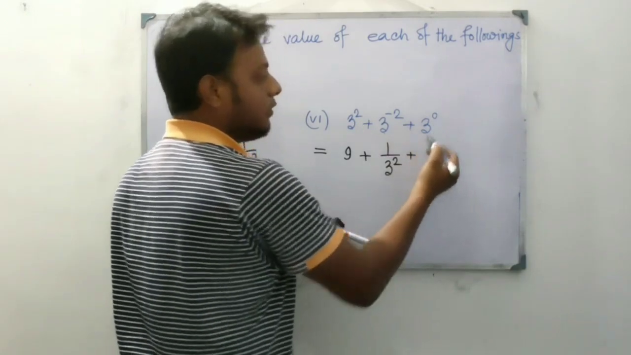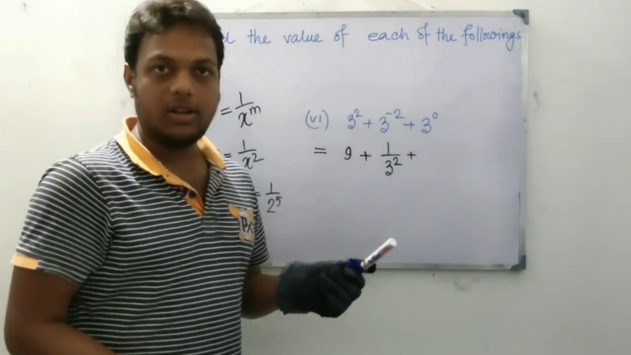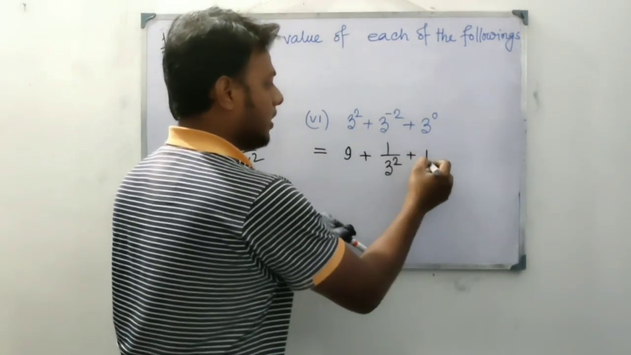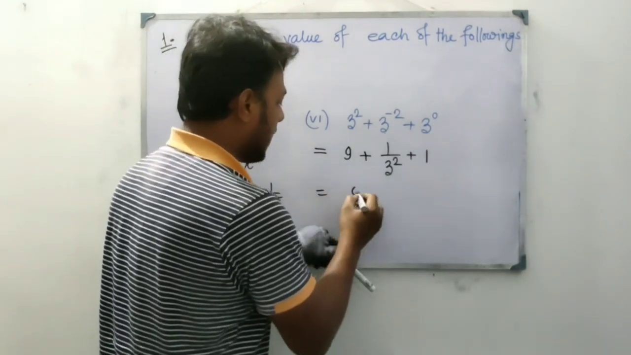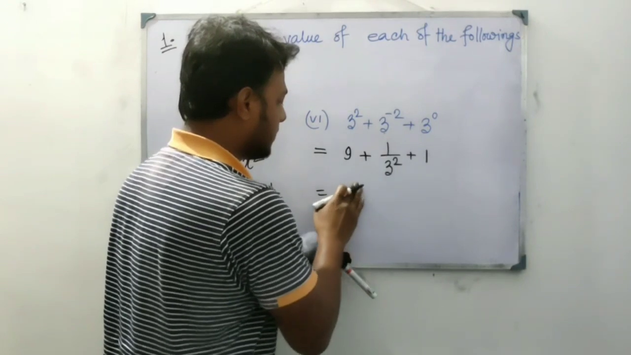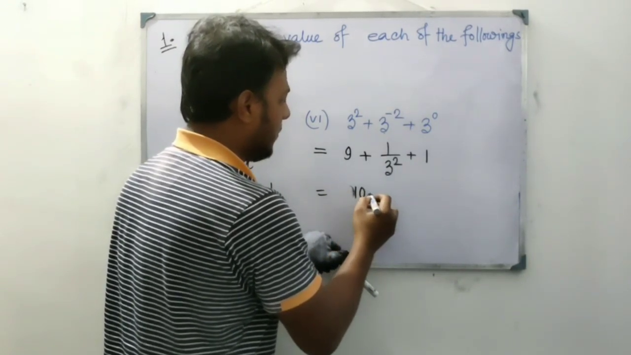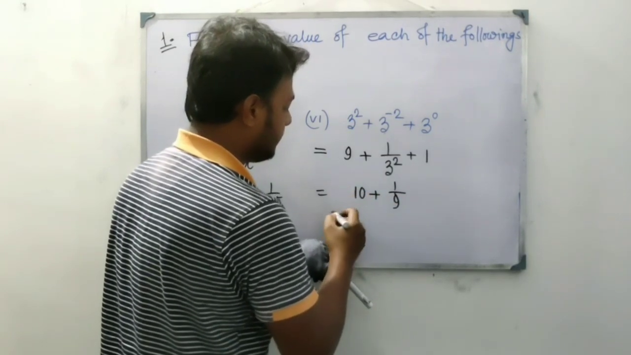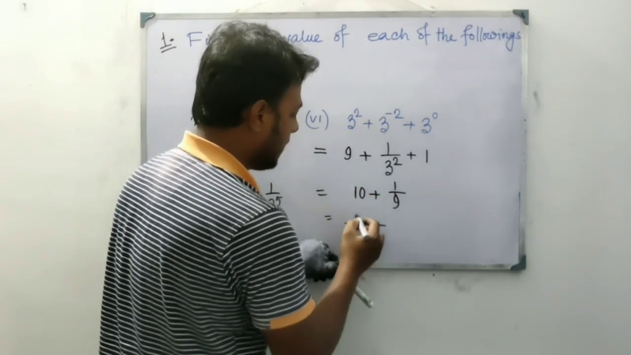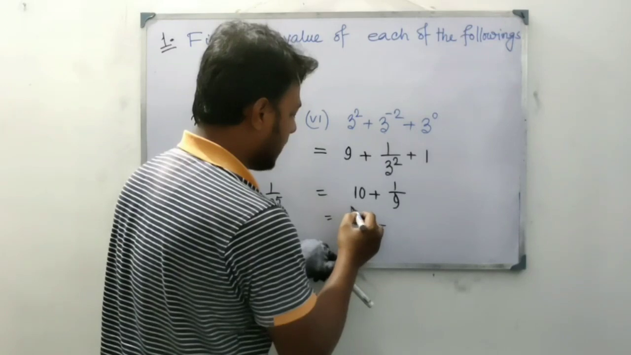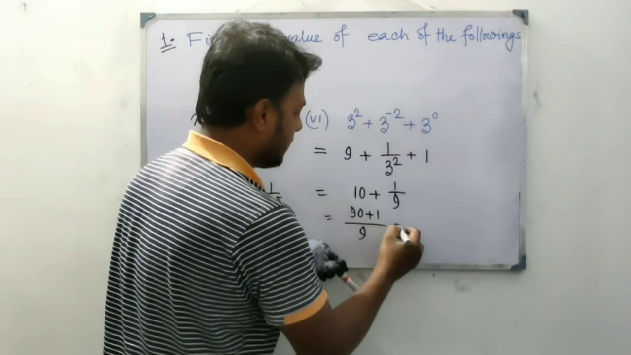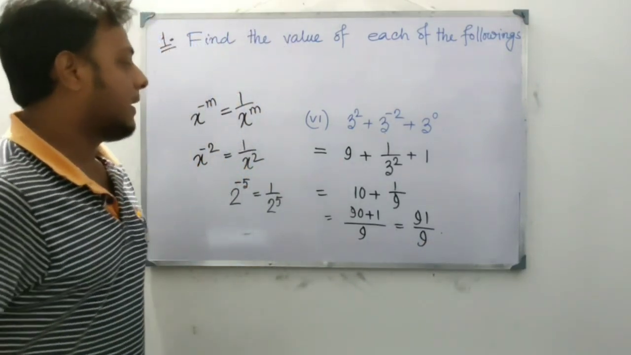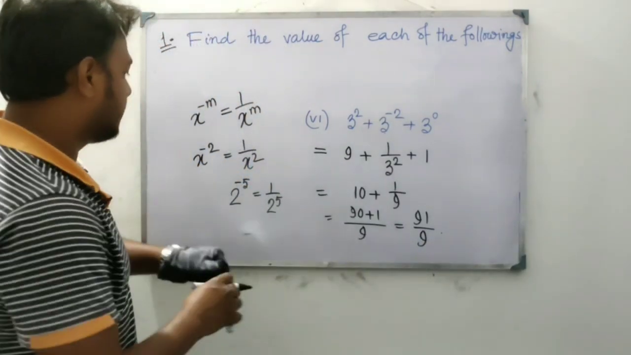And what is the value of 3 to the power 0? For any non-zero number, if the power is 0, then the value is 1. This is the law of indices. So 9 plus 1 means 10, plus 1 by 3 square means 1 by 9. Now take the LCM. LCM will be 9 and it will be 90 plus 1 equals 91 by 9. Understood? So this is the solution.